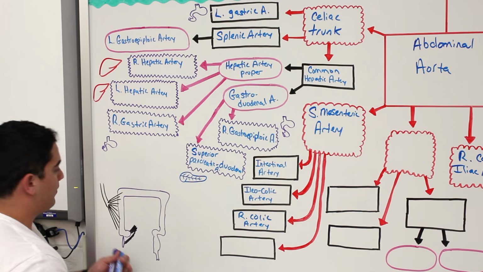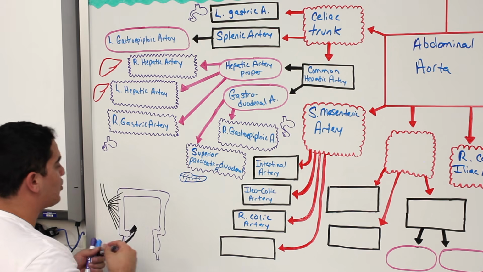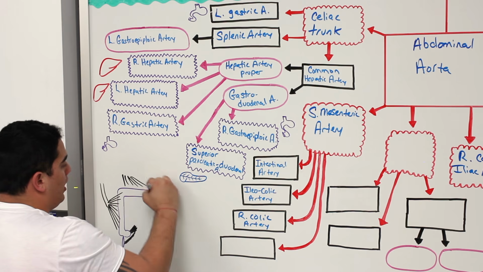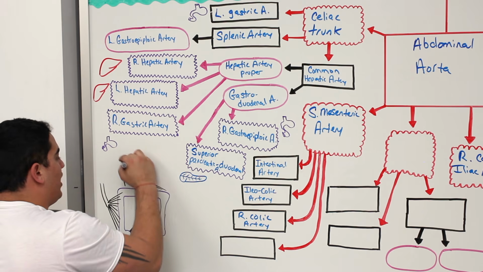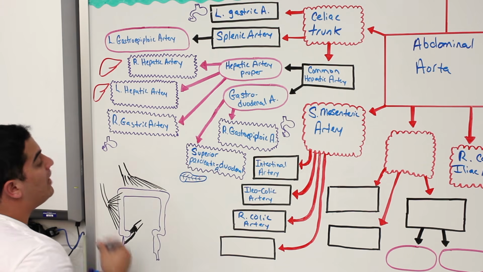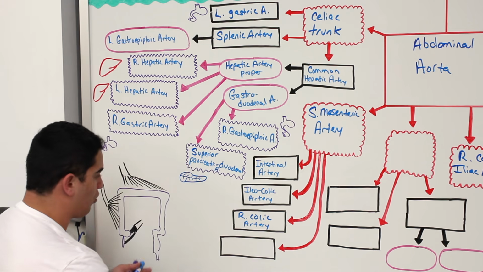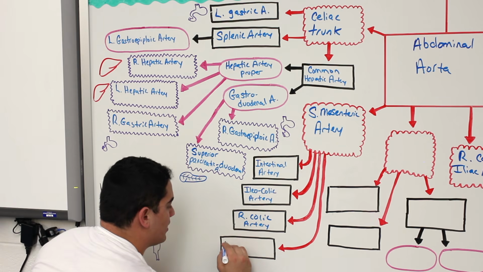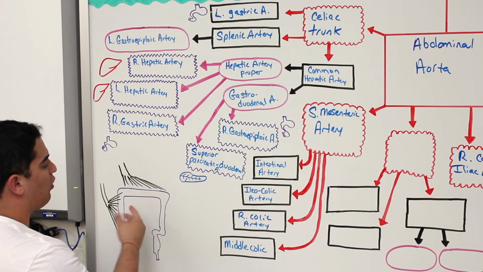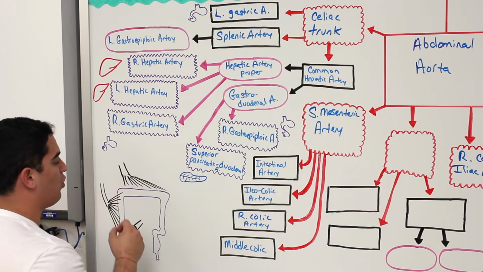Then we have another part, and that's going to be this part here, the transverse colon. So supplying the actual transverse colon here is going to be this branch here. And this branch here is specifically coming from the middle colic artery. Okay, so this is the middle colic. It supplies the actual transverse colon as well as what's called the transverse mesocolon.